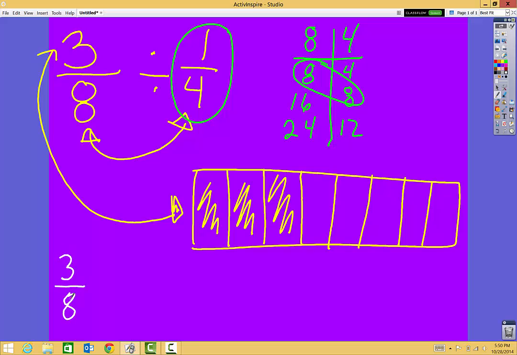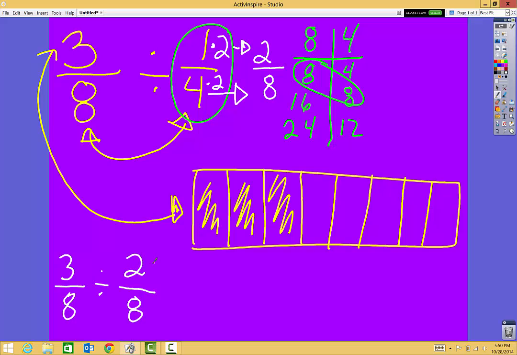3/8 divided by blank over 8. How did I get this 4 to become an 8? Well, that's easy. I multiplied by 2. Whatever I do to my denominator, I have to do to my numerator. So I'm going to multiply it by 2. 2 times 1, that equals 2. So an equivalent fraction for 1/4 is 2/8.